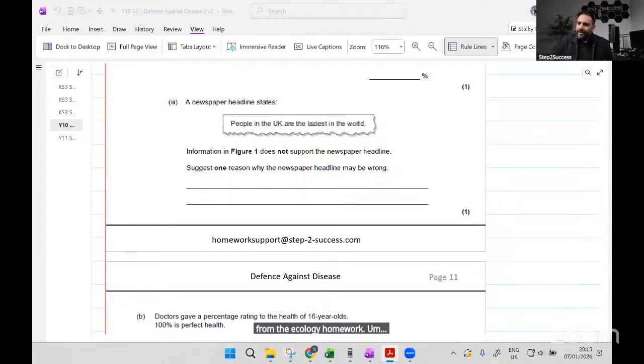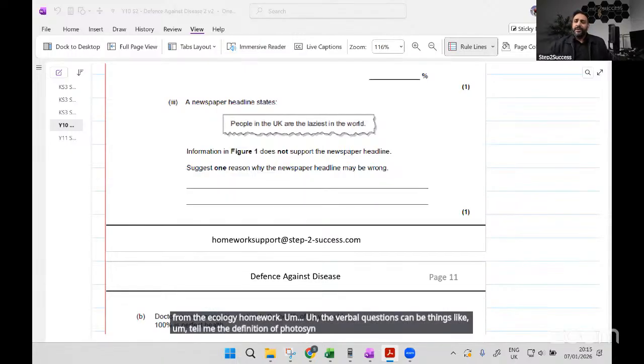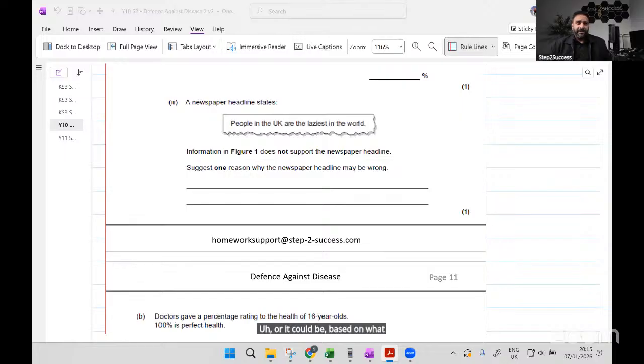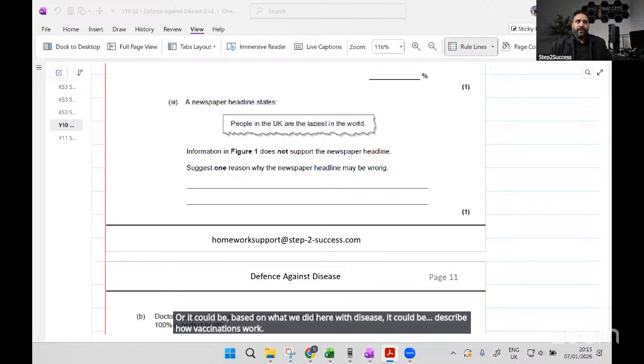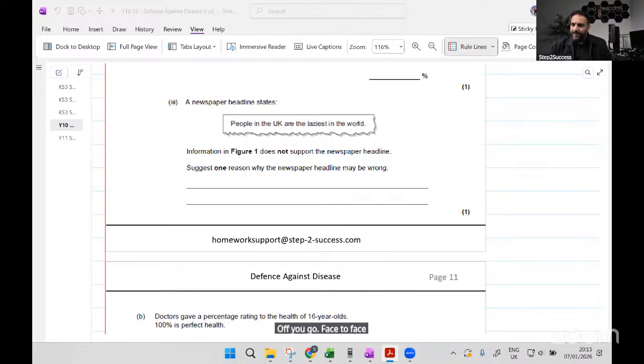The verbal questions can be things like, tell me the definition of photosynthesis. Sorry, the equation of photosynthesis. That could be an equation, that kind of thing. Or it could be based on what we did here with disease. It could be describe how vaccinations work. Off you go, face to face. That's how it works.